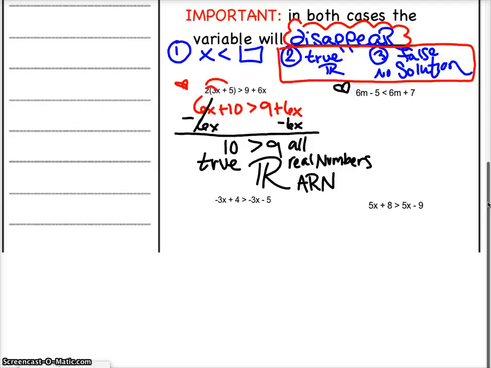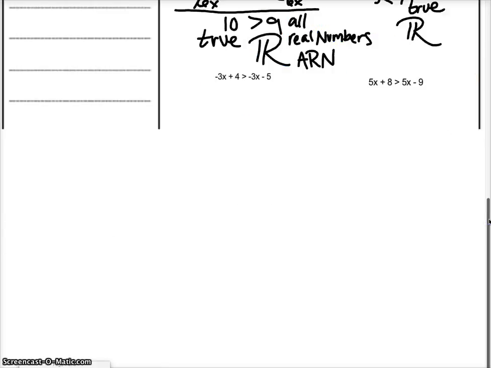I'm going to get my variable to one side. So this 6m, I'm going to subtract 6m. That's a -5. Notice that this is plus a negative, so it's a -5. Is less than, that cancels, 7. So the variable disappeared, so I know it's special. So is -5 smaller than 7? Yes, this is true, so we call it all real numbers.